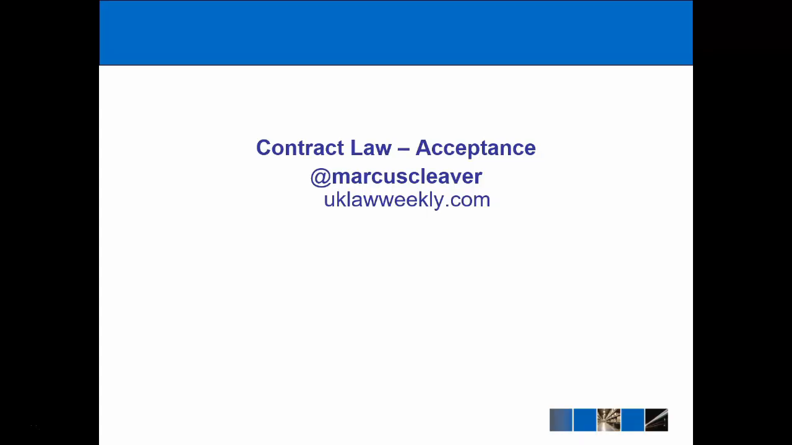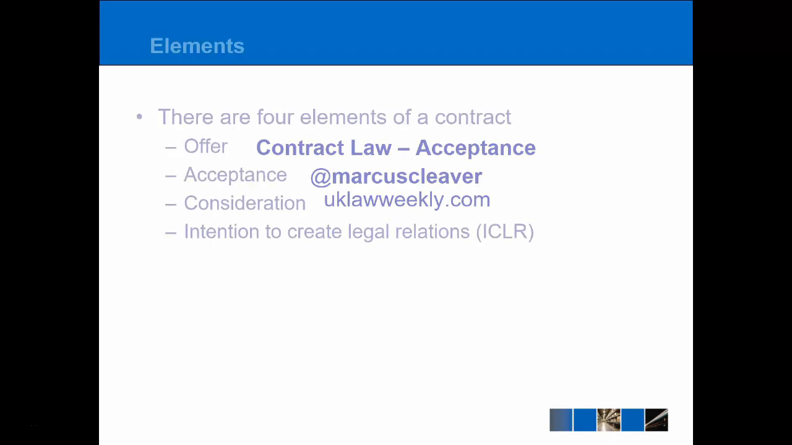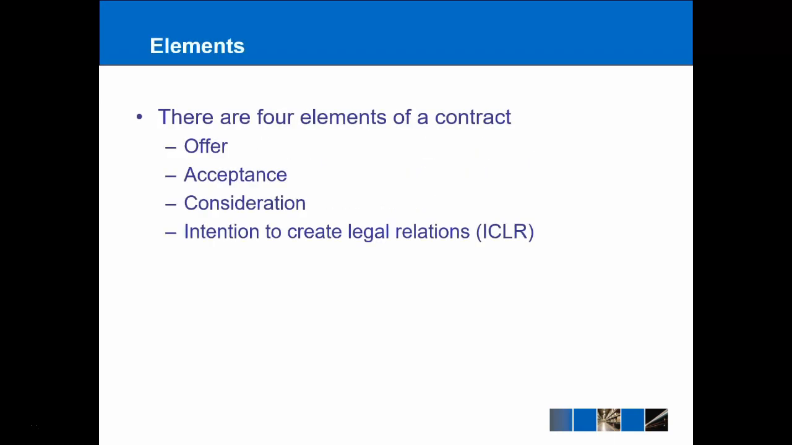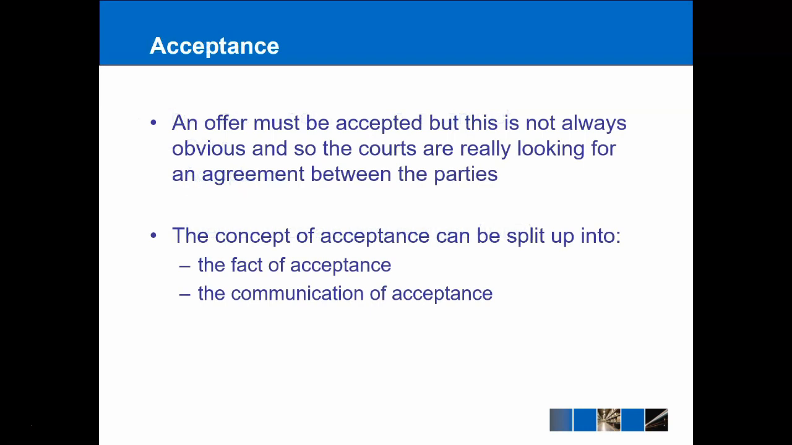We have previously talked about the different elements that make up a contract, and in this episode we're going to be focusing on acceptance. But really, offer and acceptance do sit quite closely together. When we're talking about acceptance, it's an offer that has to be accepted. But it's not always so obvious. So, for example, if you offered to buy something of mine and I accepted that, then that is a very clear example of offer and acceptance. But really, it's not always that straightforward, and so the courts tend to look for an agreement between the parties, a sort of meeting of minds, if you will.